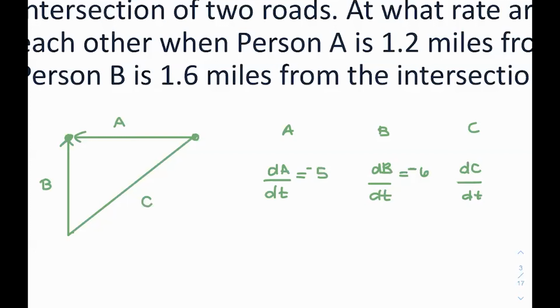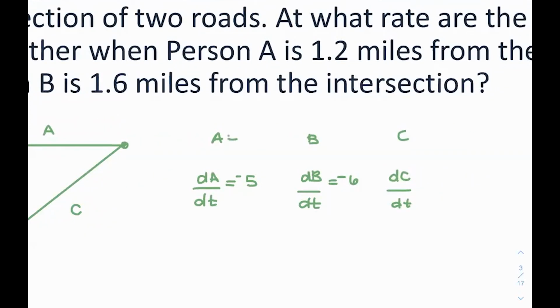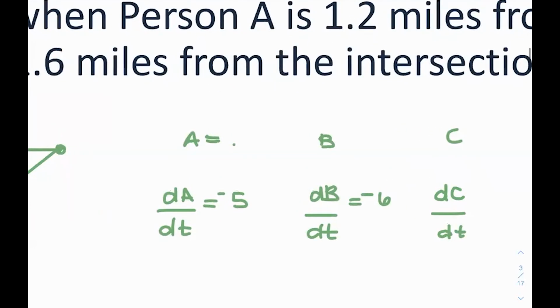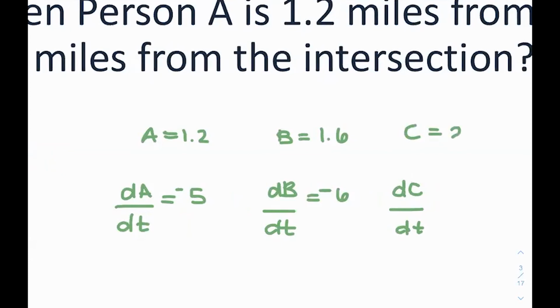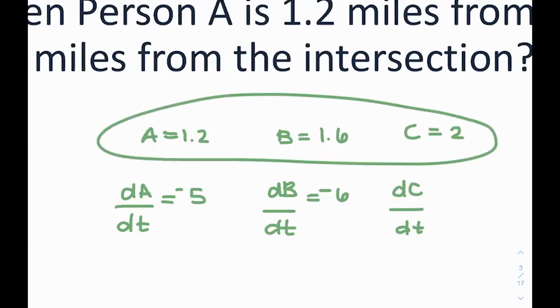Now, we want to evaluate all of this at a specific value of A and B. We know that A, for instance, is going to be 1.2 and B is going to be 1.6. That means that we can do a nice, pretty Pythagorean theorem on C, or recognize this as a manipulation of a 3, 4, 5 triangle and realize that at that point in time, C will be equal to 2. So again, when we're doing related rates problems, we end up with a specific point in time that we are using for our variable information for this A, B, and C here.